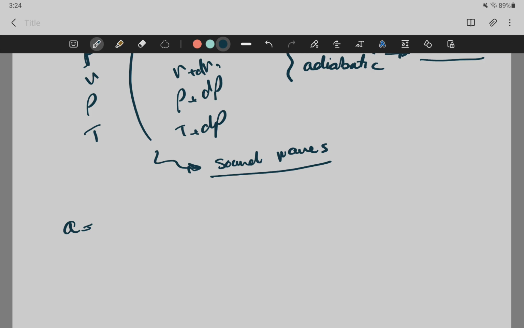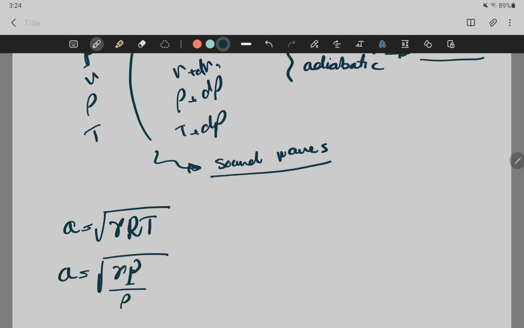Mach. Square root, A square root of gamma something T. RT, exactly. Or we can actually use the ideal gas law to come up with the pressure relationship. It's going to be gamma P divided by rho. Exactly, right? So this is the equation we want to find. How can we find this equation? That's the thing that we want to answer here.